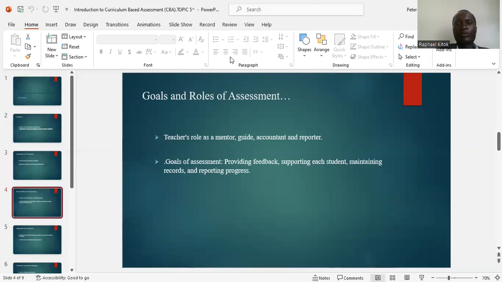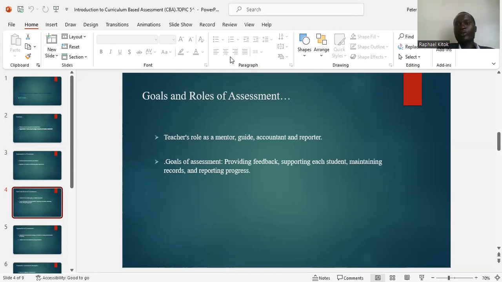We have goals and roles of assessment. When we are talking about assessment, who is the assessor here? The assessor is the teacher, who is a mentor and guider, accountant, and reporter. Well, the goal of assessment is just to provide feedback. Are your learners understanding the concept that you are teaching? Are your learners well conversant in certain areas, for you to be able to know what kind of teaching strategy you will employ as a teacher?